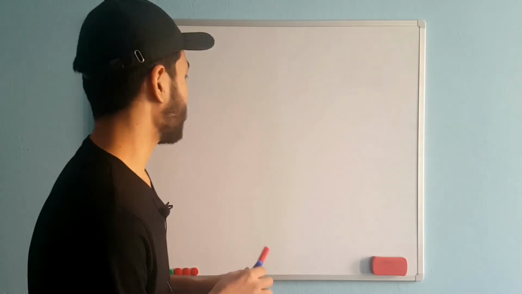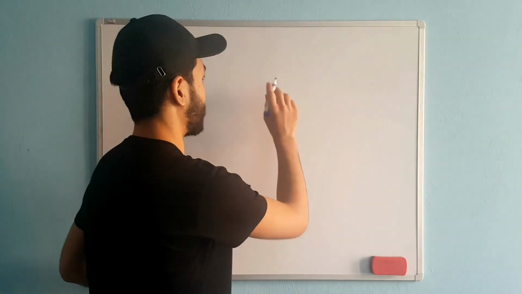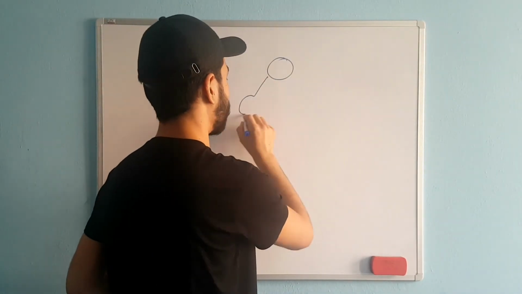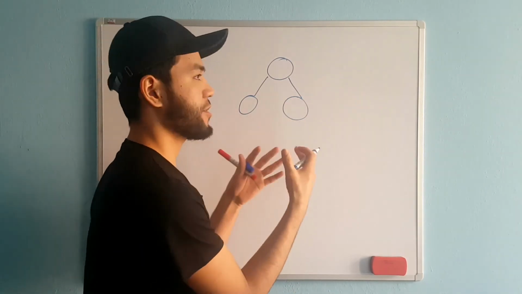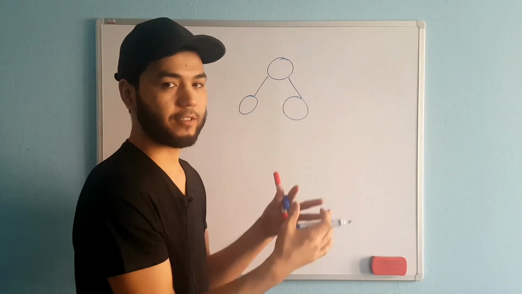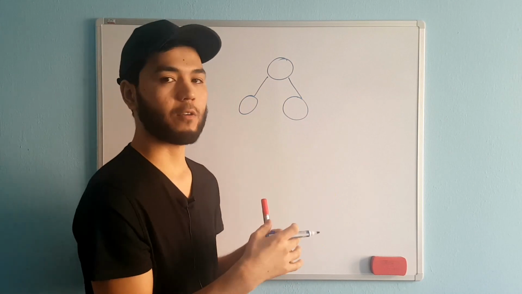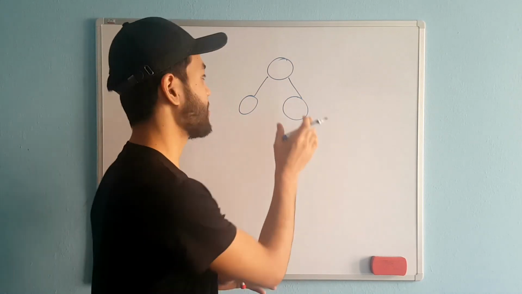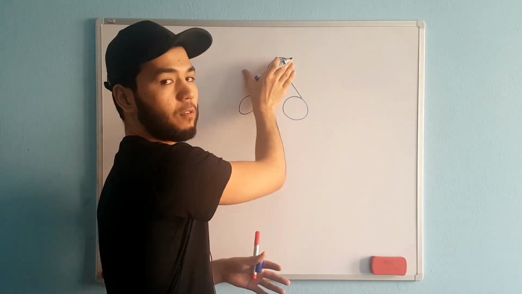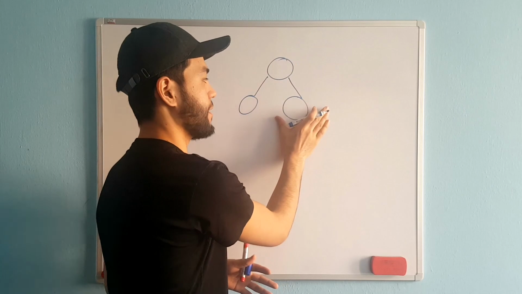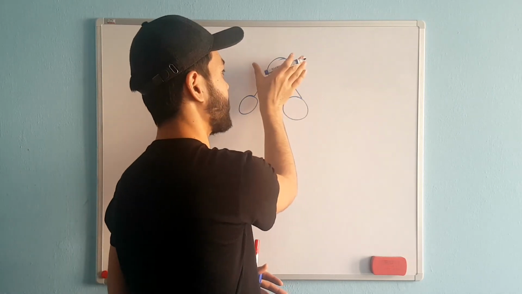Let's speak about the next type of tree, which is the binary search tree. A binary search tree is the same as a binary tree, but let's talk about the difference between them. A binary search tree is also a binary tree, but it has some more features. The first one is that the left child value is always less than the root value, and the right child value is always greater than the root value.